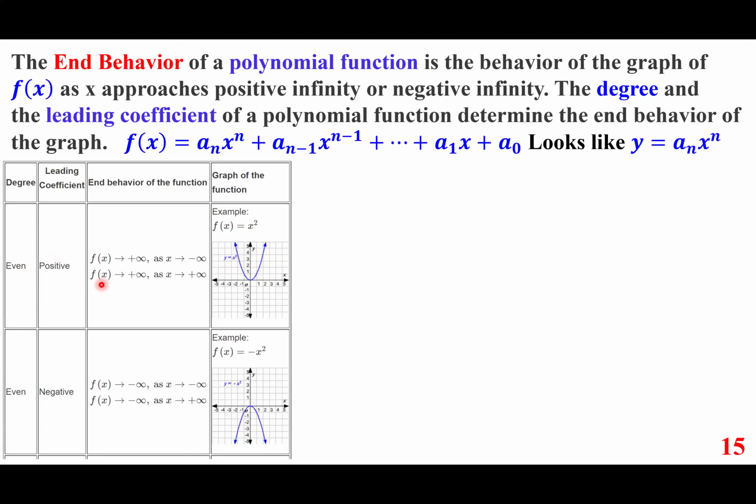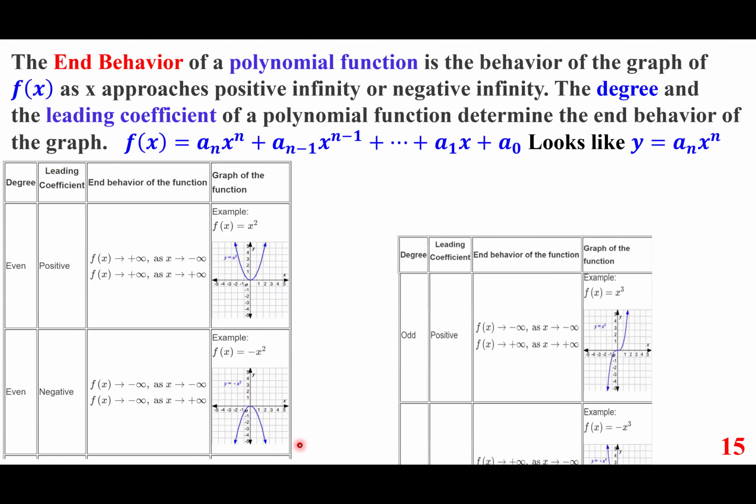However, if the exponent is even and the leading coefficient is negative, it looks like y equals minus x squared. In other words, a parabola that opens down. Here's the third and fourth quadrant. So when x goes to negative infinity or positive infinity makes no difference. In both cases, f of x goes down to negative infinity.